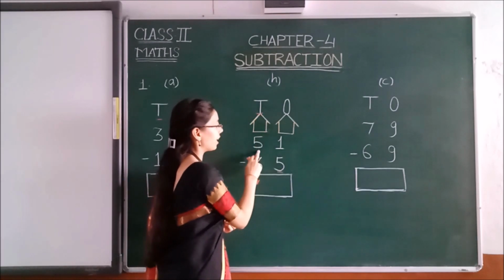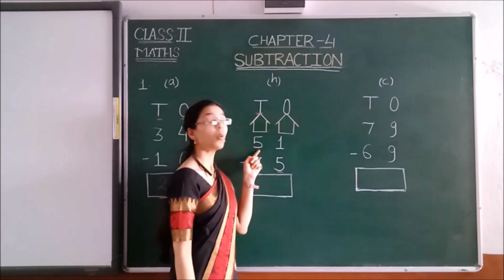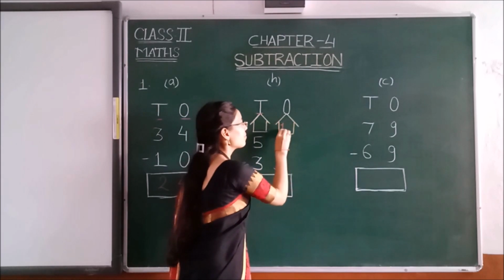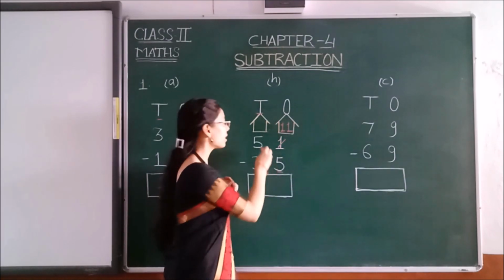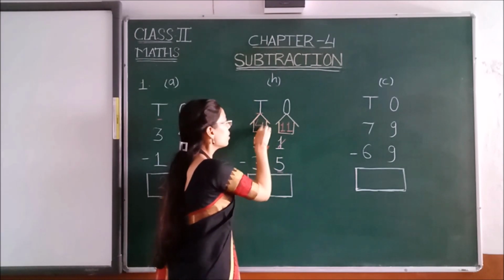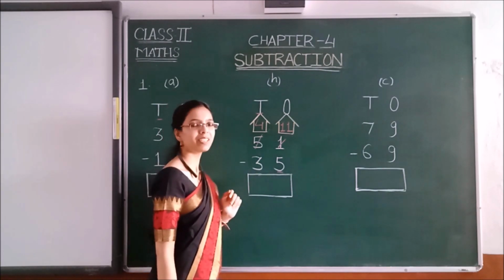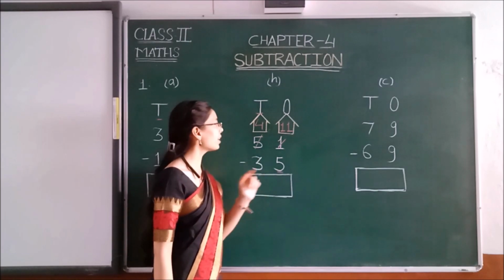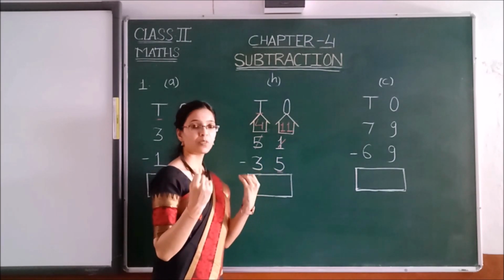Here is 1 and here is 5 tens. So we will borrow 1 ten from 5 tens. So it will become 11, and which number will remain here? 5 minus 1, 4. Here 4 tens will remain. Now you can subtract. So 11 minus 5. 11 minus 5. See, 10 fingers.